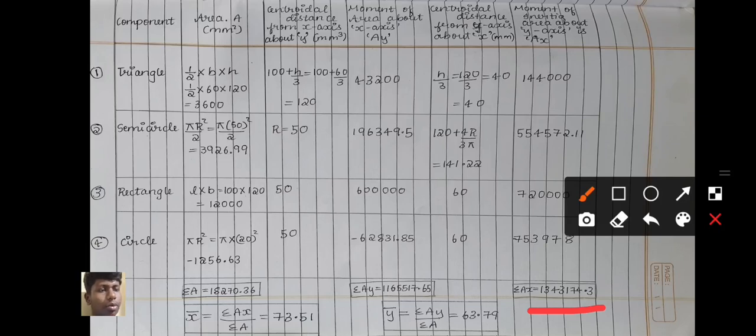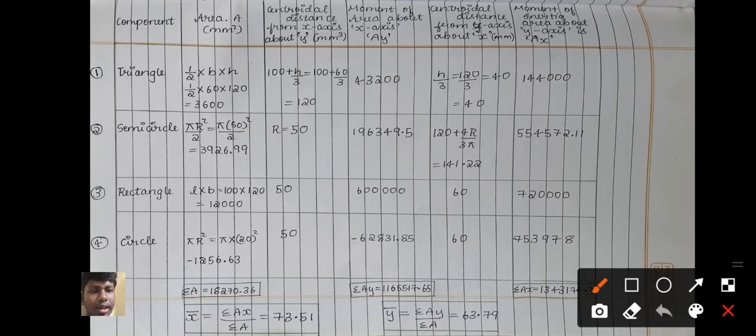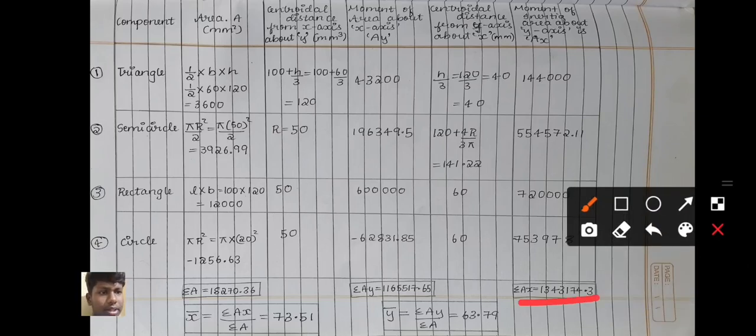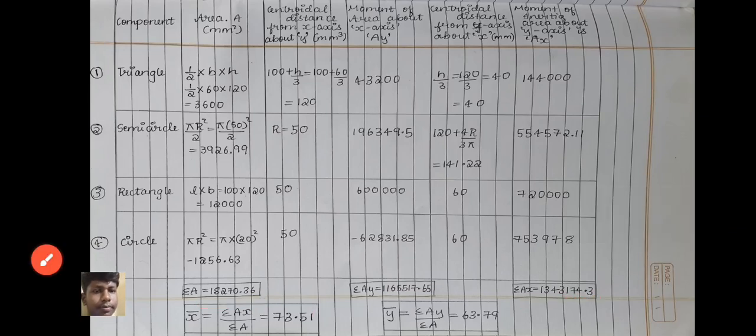So we can move on to find the x bar and y bar. To find the x bar and y bar, we have got the formula. For x bar we have the formula summation of ax divided by summation of a. So the value will be 73.57.